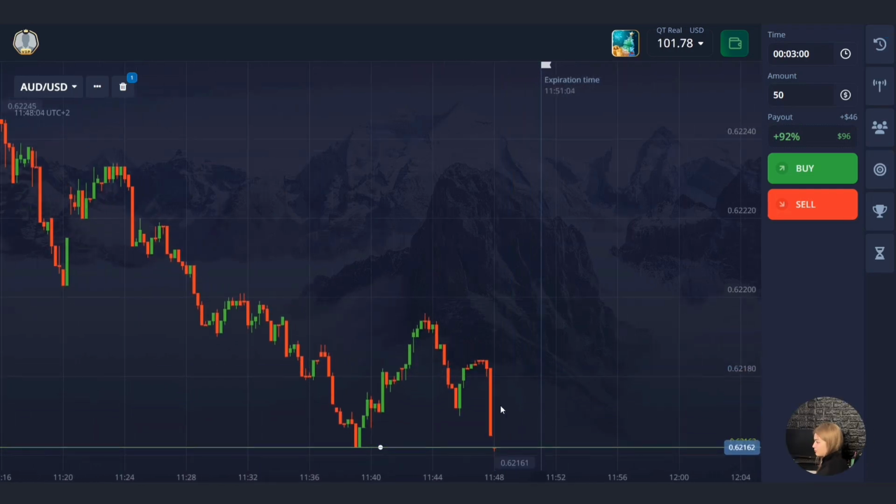Well, guys, that's great. And as you can see, after a slight upward pullback, the downward movement continued and a confident red candle was formed. And I managed to earn on this downward movement. 3 minutes was enough for us.